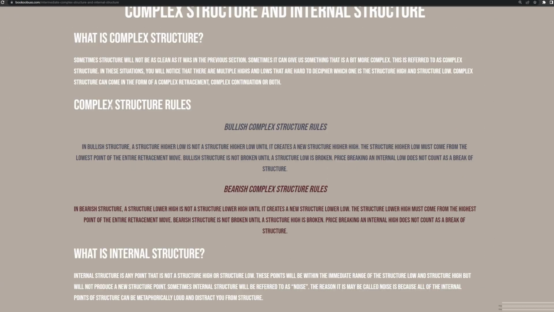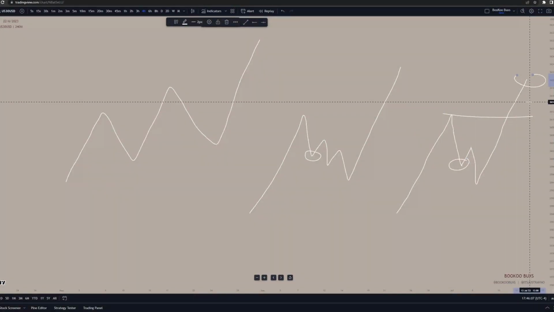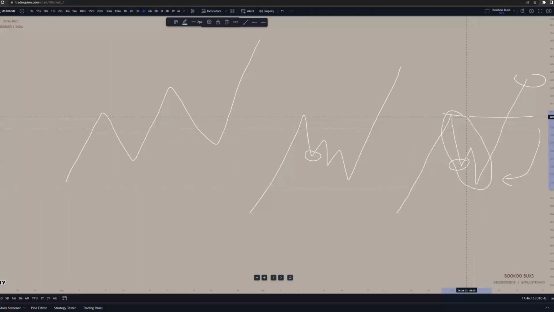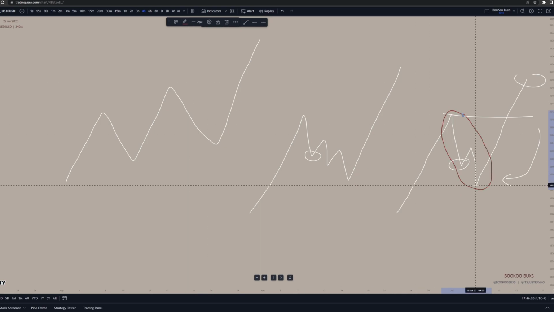And my rule for that is the structure higher low must come from the lowest point of the entire retracement move. The structure higher low must come from the lowest point of the entire retracement move. And so you don't know when the entire retracement move is done till price creates the higher high. Once price creates the higher high, then you can go back and see, hey, this is the entire retracement move. If this is the entire retracement move, then what is the lowest point of the entire retracement? Well, the lowest point of the entire retracement actually wasn't here, it was here.